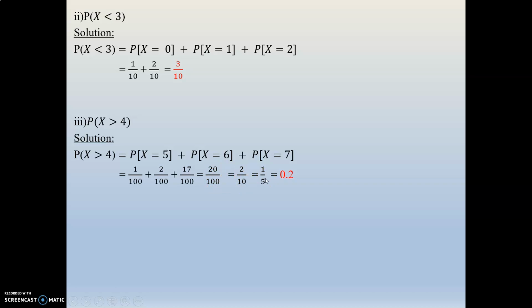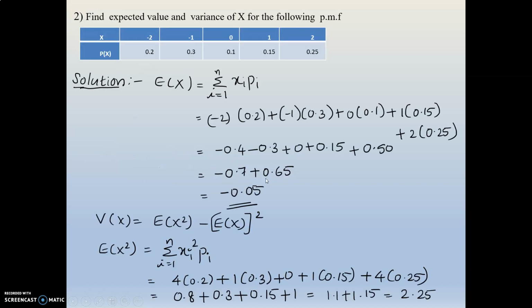Next question: find the expected value and variance of x for the following probability mass function. Here the x values are minus 2, minus 1, 0, 1, 2. The probabilities of x are 0.2, 0.3, 0.1, 0.15 and 0.25.